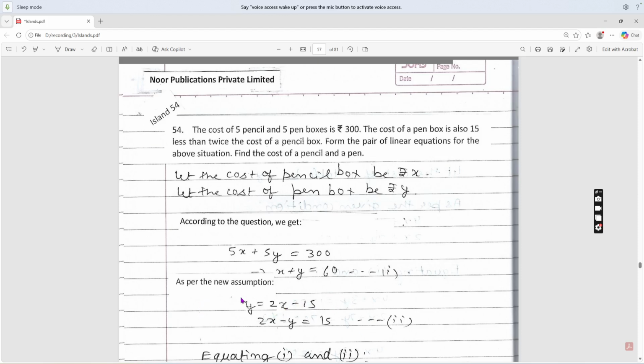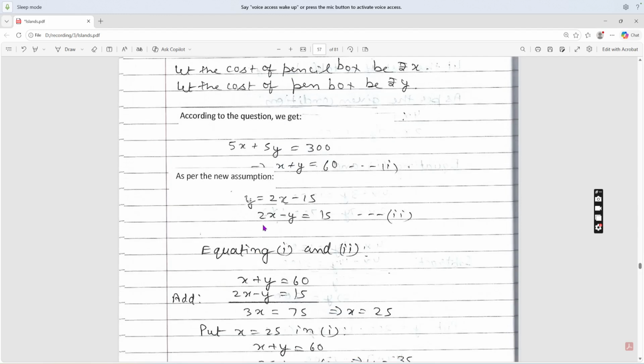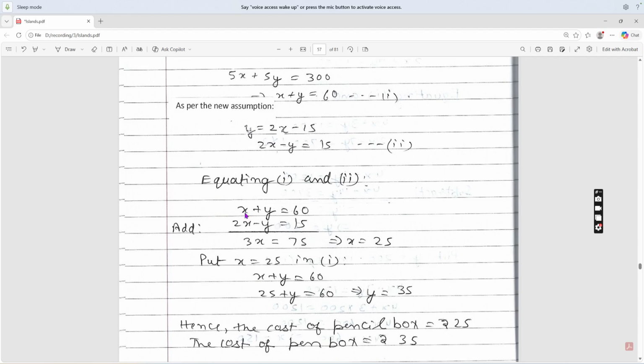This is the crucial thing which can be asked in a competency based question. So what we are getting, 2x minus y is equal to plus 15. So 2x minus y is equal to 15 is our equation number 2. Now we are going to add equations 1 and 2. Just see, the coefficient of y is already the same but with opposite sign.